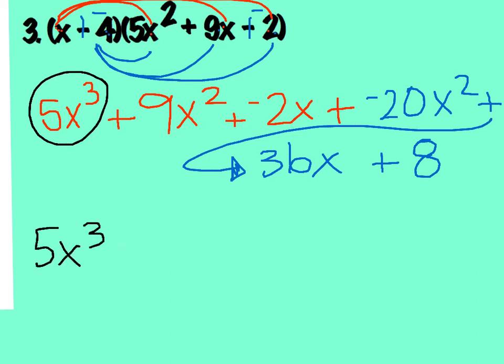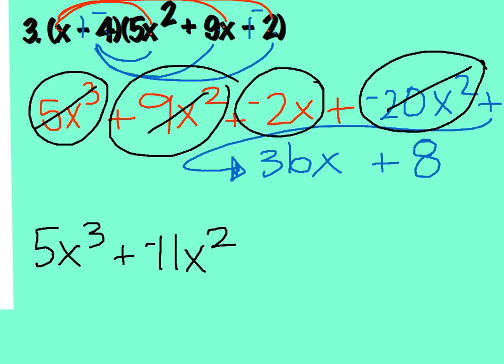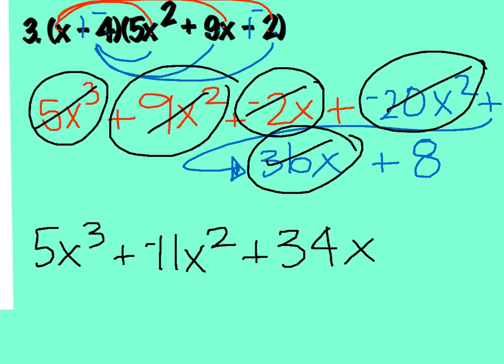Okay, now I'm looking for squared terms. So I have 9x squared and negative 20x squared. When I combine those, I'll get negative 11x squared. Okay, did those. Now I'm looking for my degrees of 1. So I have negative 2x plus 36x. That's going to give me 34x. And then my constant is 8 plus 8.